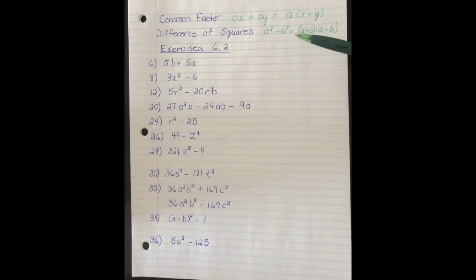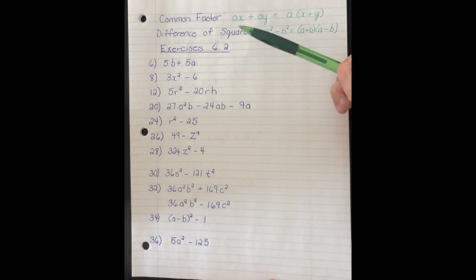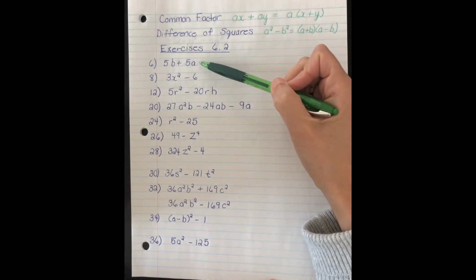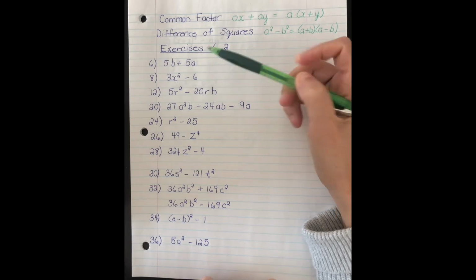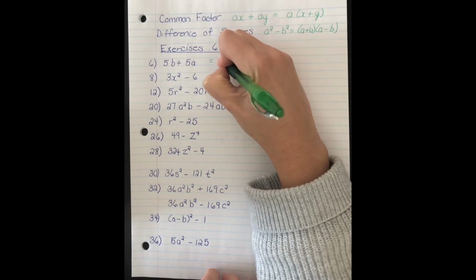So I thought that to review this, I would just go through many of the even numbered problems from your textbook. This would be exercises 6.2. So here's our first example. We have 5b plus 5a. The greatest common factor of those terms is 5.